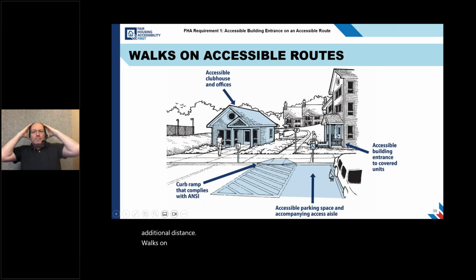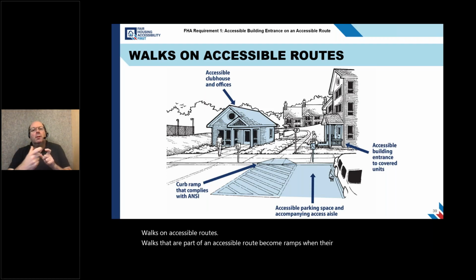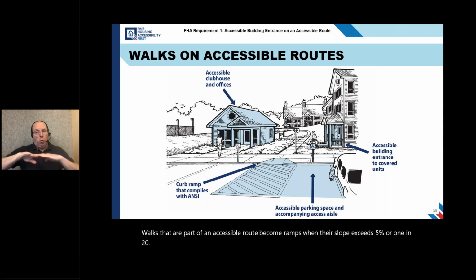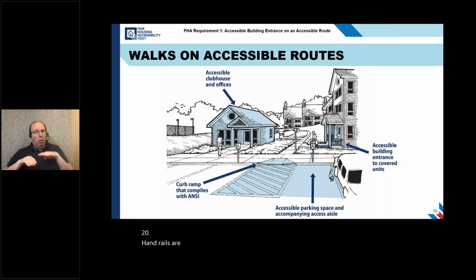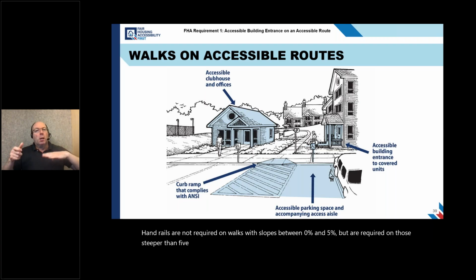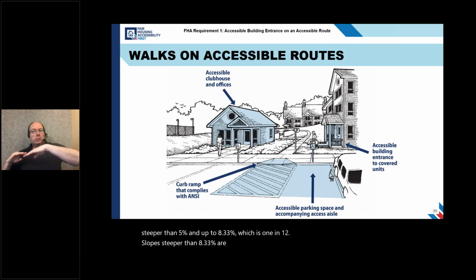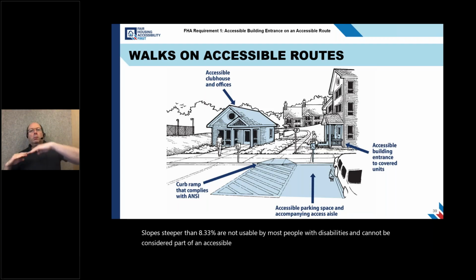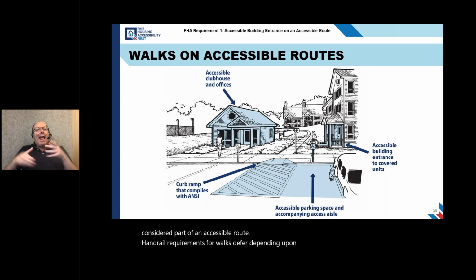Walks on accessible routes. Walks that are part of an accessible route become ramps when their slope exceeds 5% or 1 in 20. Handrails are not required on walks with slopes between 0% and 5%, but are required on those steeper than 5% and up to 8.33%, which is 1 in 12. Slopes steeper than 8.33% are not usable by most people with disabilities and cannot be considered part of an accessible route. Handrail requirements for walks differ depending upon which buildings the walks connect.